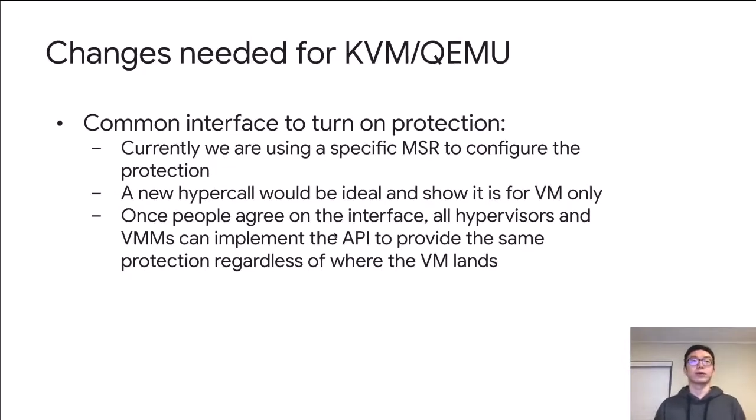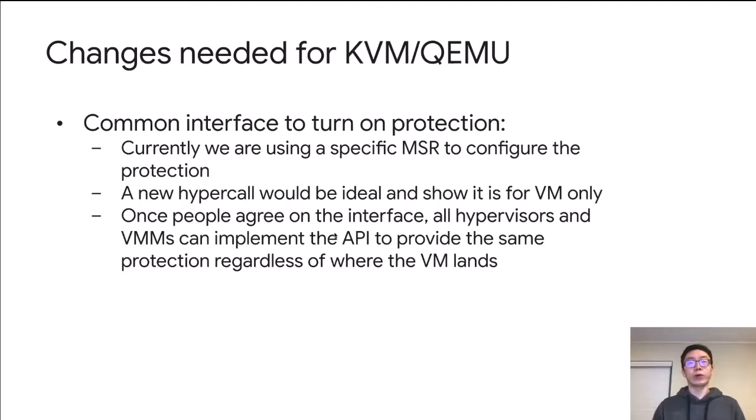Now let's talk about supporting the protection we just mentioned. What are the changes we need for KVM and QEMU? First of all, we want a common interface to turn on the protection. As you can see, during boot time, the guest agent is sending some messages to the hypervisor and the VMM. Currently, we are using select MSRs for these configurations. It's not ideal. If we can allocate a special hypercall just for this purpose, it will show that this is for VMs only, and it will avoid a lot of confusion.